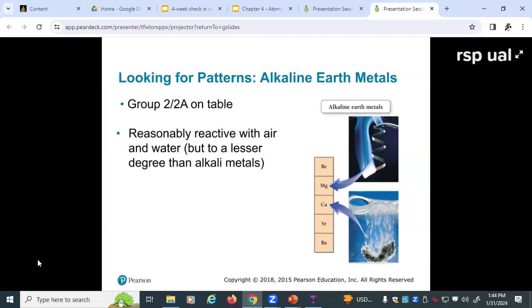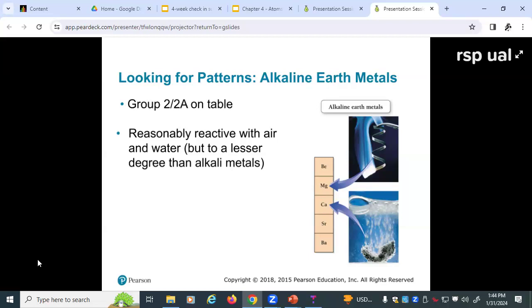Now, the question you're asking yourself is, well, why don't we just consider them alkali metals? Well, there's one really big reason. The reactivity is not the same. While they do react with air, while they do react with water, they do so to a much lesser extent, much less quickly.